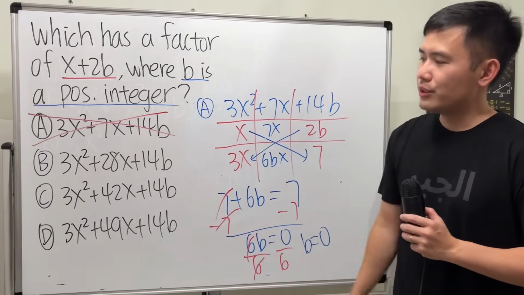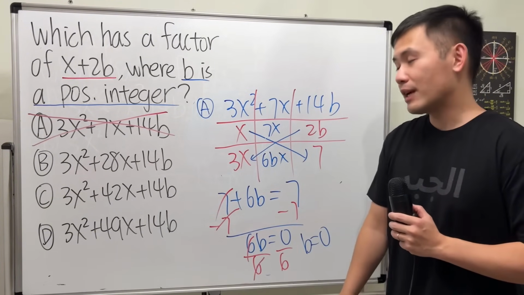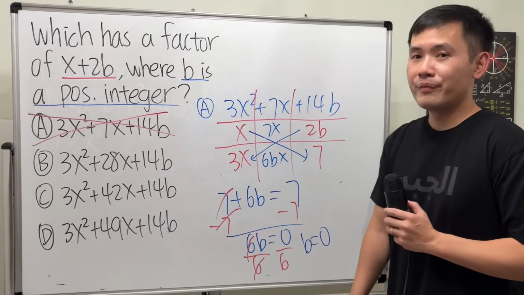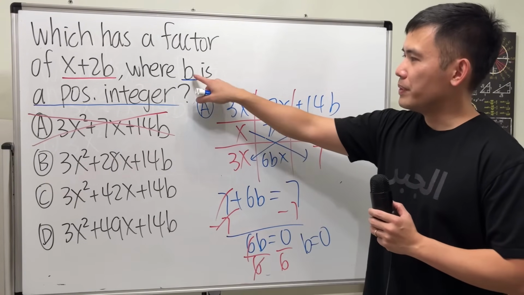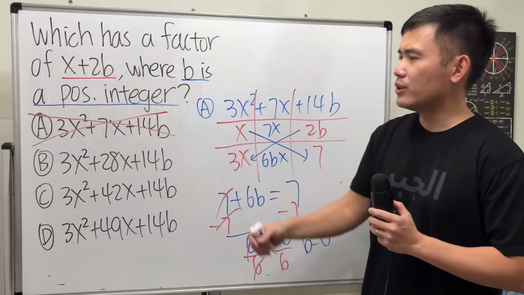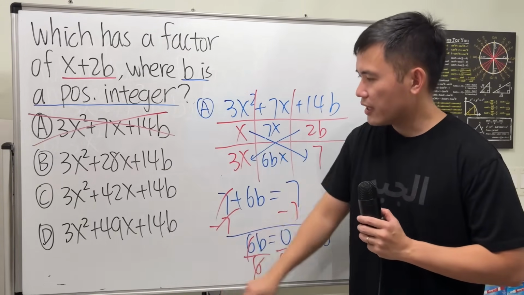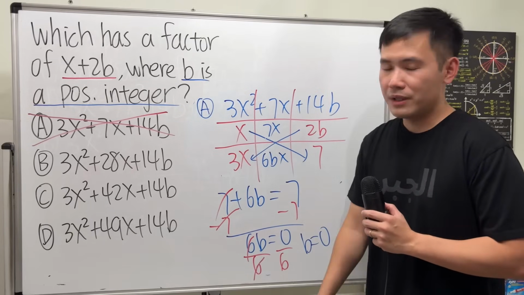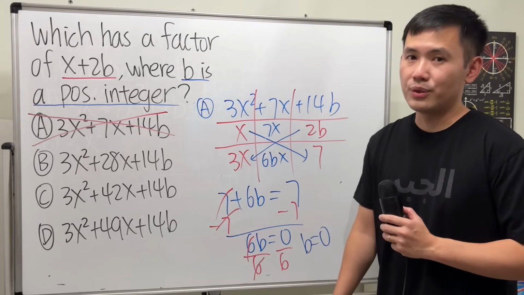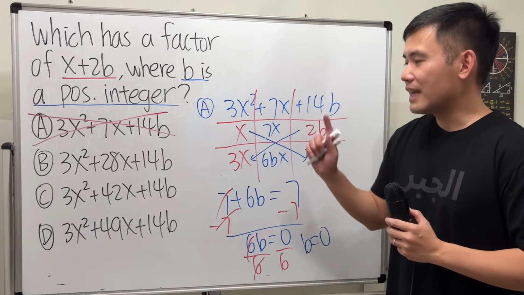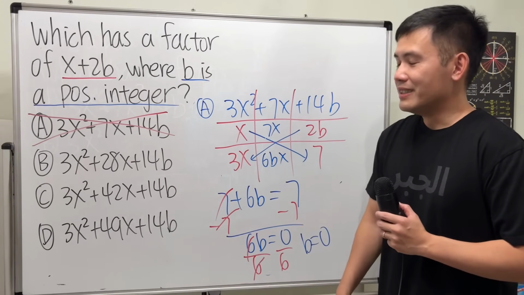And I just have to go through the other options. I'm not sure if there's a faster way to do it though. I also tried picking b, let's say a positive integer, let's say 1 or 2, and then assigning it to the expressions here and trying to factor each and every one. It's time consuming, I'll tell you that. And in fact, that method is not good at all.